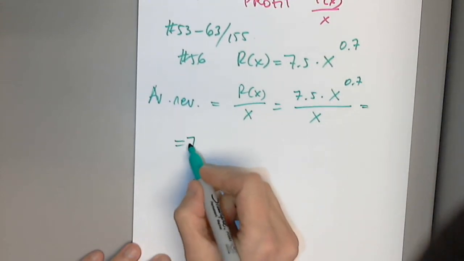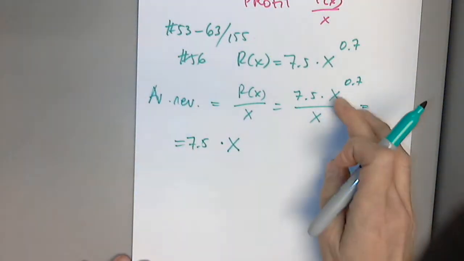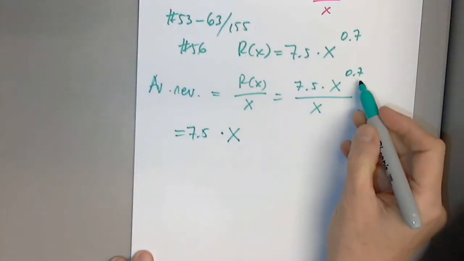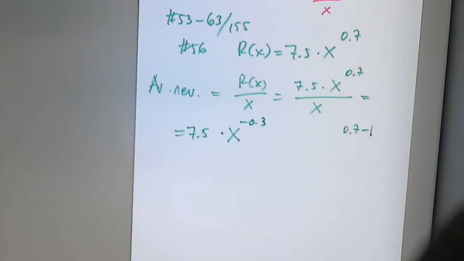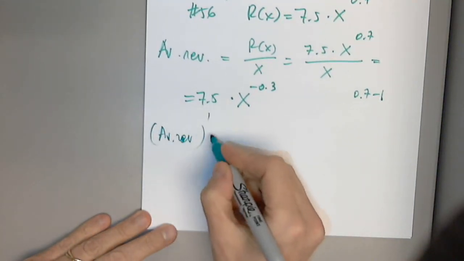To make it easier, we copy 7.5, we copy X, and I want to divide these two quantities. I copy the base. What happens to the exponents? Because they have the same base, I copy the base, and the exponents will be 0.7 minus 1, which is negative 0.3. At this point, I determined the average revenue function. Now I am ready to find its derivative. So I will say the average revenue prime.